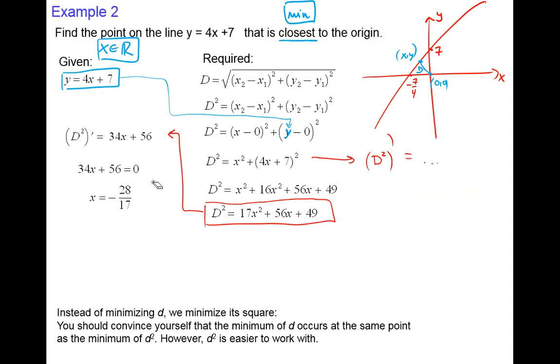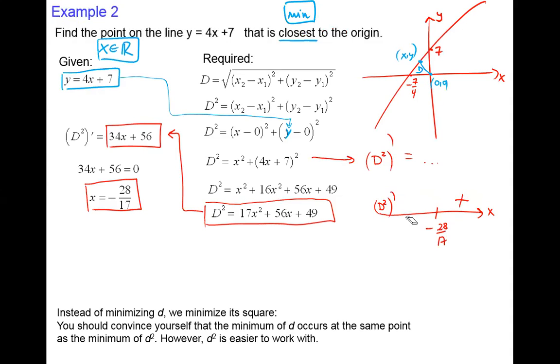That means we have to, hang on, we didn't test if it's the minimum. I'm assuming, but negative 28 over 17, and my function was d squared, and I'm testing the derivative. This is the derivative, right? That means if I put, let's say, 0 on this side, 0 will give me only 56, positive.